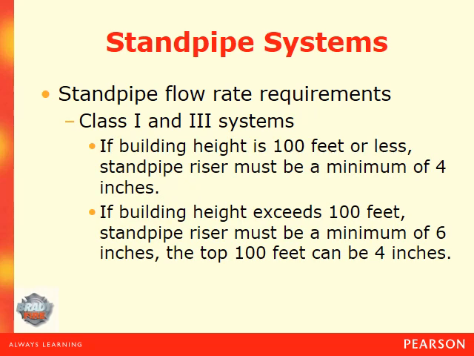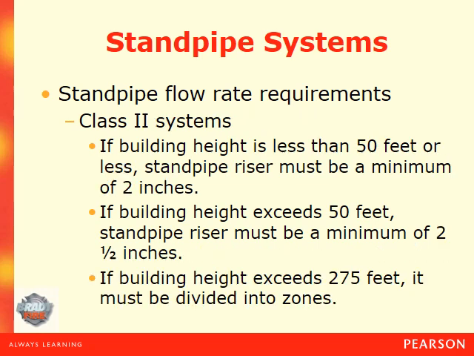If the building is 100 feet or less, the standpipe riser must be a minimum of 4 inches in diameter. If the building height exceeds 100 feet, the standpipe riser must be a minimum of 6 inches. The top 100 feet, however, can be reduced to 4 inches. So let's look at the Class 2 system.